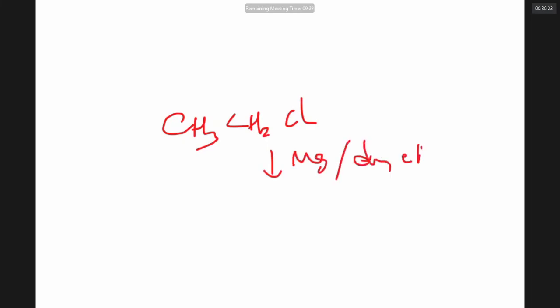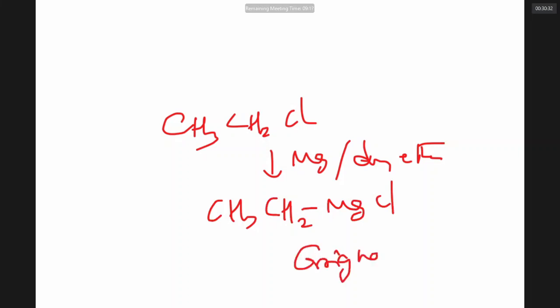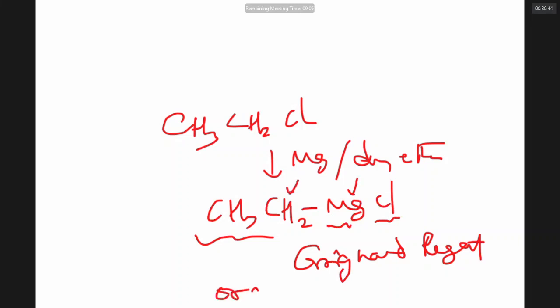The last part of the discussion of these reactions: when an alkyl halide reacts with magnesium metal in the presence of dry ether, the magnesium gets inserted between the carbon and the halogen to give you the Grignard reagent. Grignard reagent is alkyl magnesium halide. The compound where a metal is directly linked to carbon is called an organometallic compound.